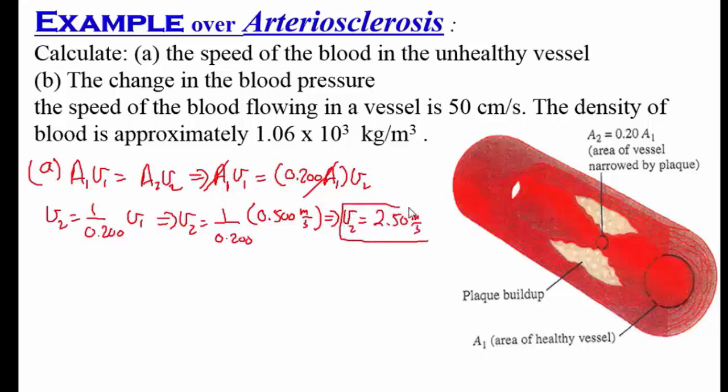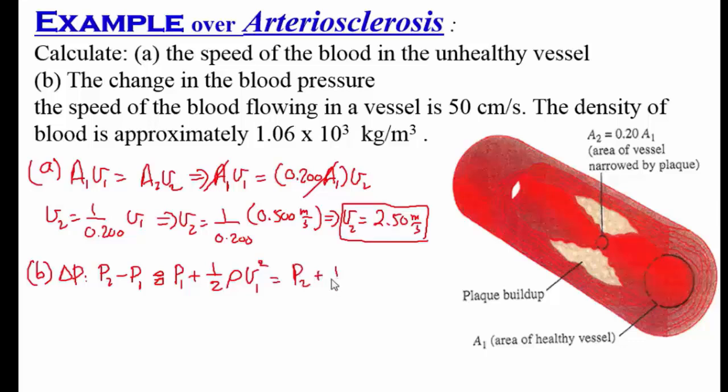So as you see here, the blood will increase its speed whenever it enters the low area vessel. Now in part B, we are asked to find the change in the pressure, delta P. And we know delta P is P2 minus P1. So now if you look at the Bernoulli equation, which is P1 plus 1/2 the density of the fluid, in that case the blood, times the velocity in the first region squared, this is equal to P2 plus 1/2 the density of the blood times its velocity in the second region squared.